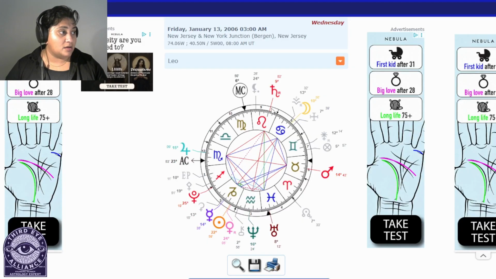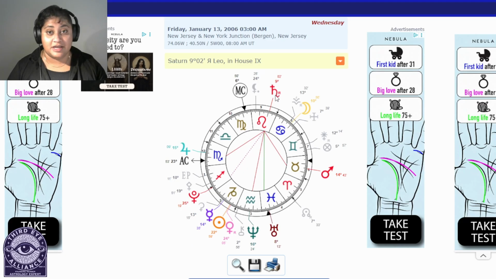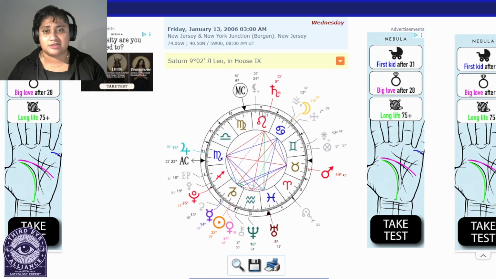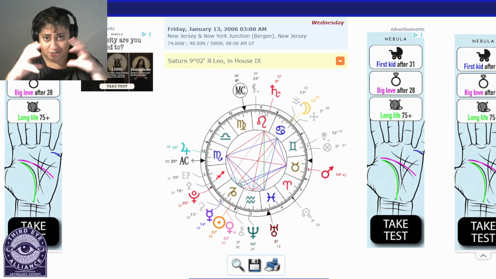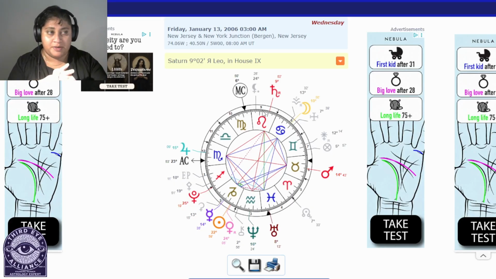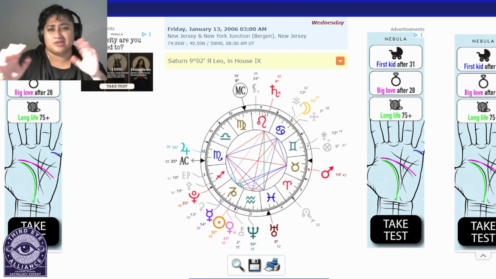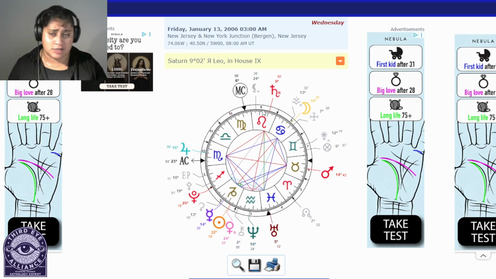Okay, Saturn in Leo. They don't like attention. Saturn shrinks everything that touches it. Leo is the sign of entertainment, the sign of the spotlight, being in the spotlight, getting attention. Saturn shrinks that. So people with Saturn in Leo tend to want to stay in the background, or they don't want too much light on them, right? Because Saturn is a heavy planet, right?